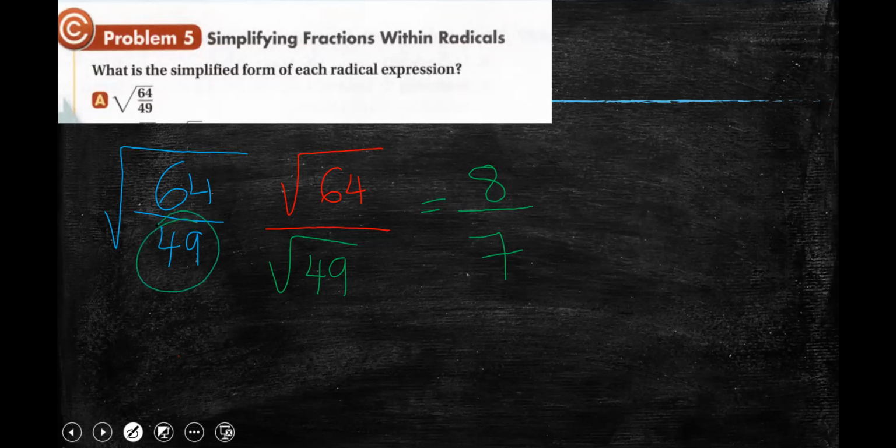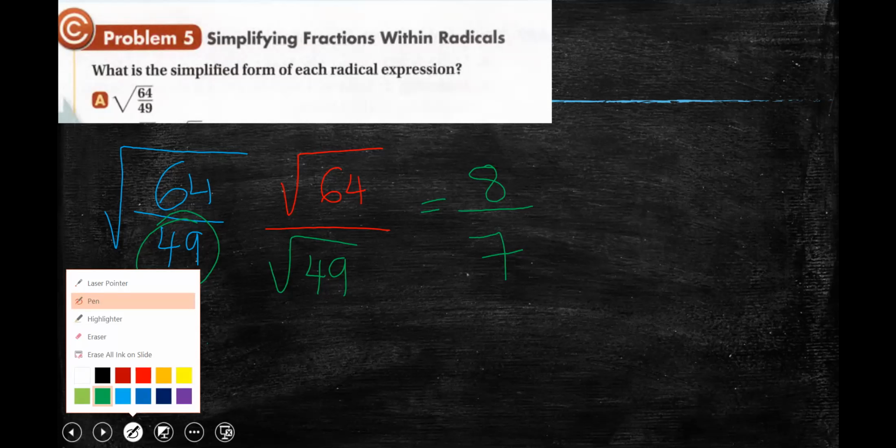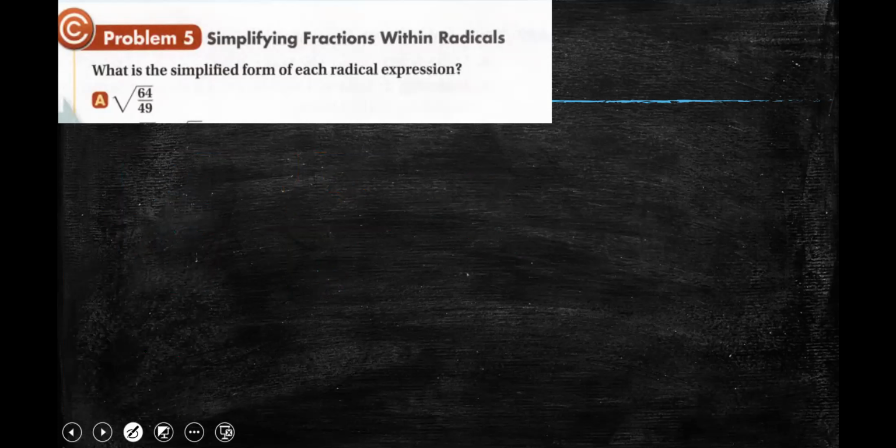Teacher, for example, the denominator is a perfect square number, so I distribute the square root on both the numerator and the denominator. Then, if the numerator is bigger than the denominator and they are divisible by each other, can I divide, or keep it as a fraction?